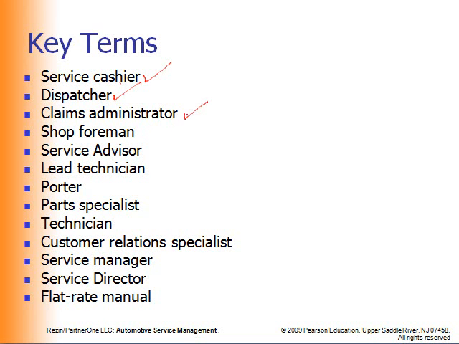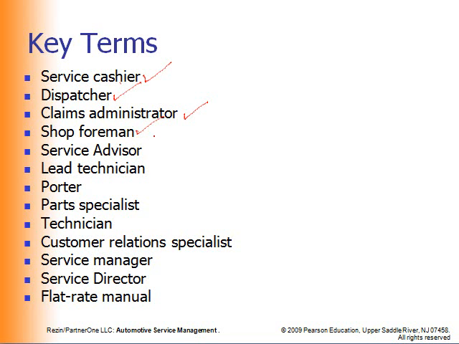So the technician will write up the job. The claims administrator will be the one that uses that and the flat rate manual to determine what that technician gets paid. The shop foreman is the person in the shop that supervises all the operations. Okay, he's also the lead guy in the shop. He helps in diagnosis and repair across the shop. He works with his technicians and kind of keeps them managed.